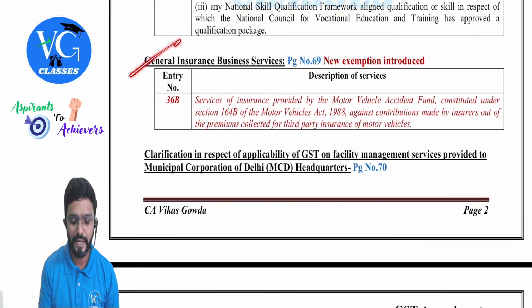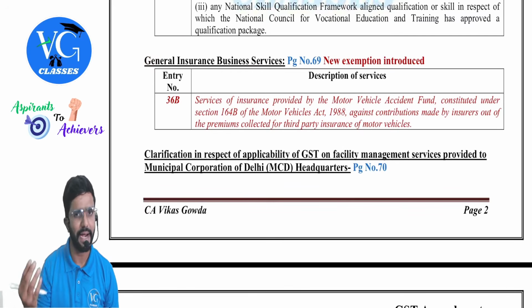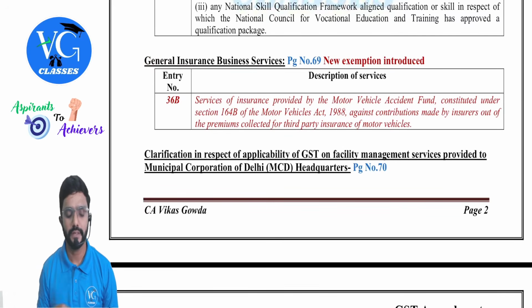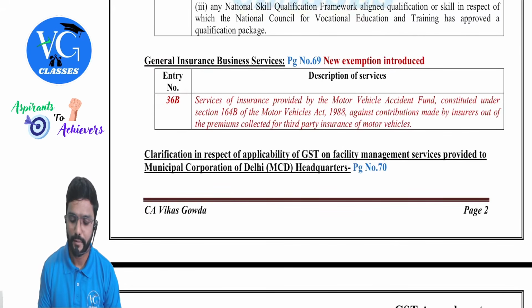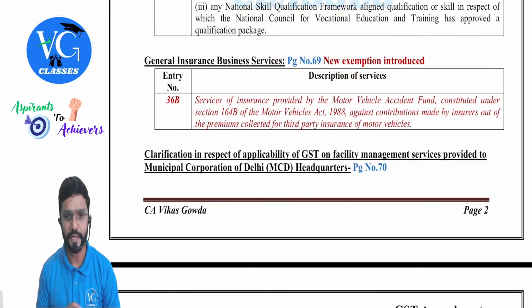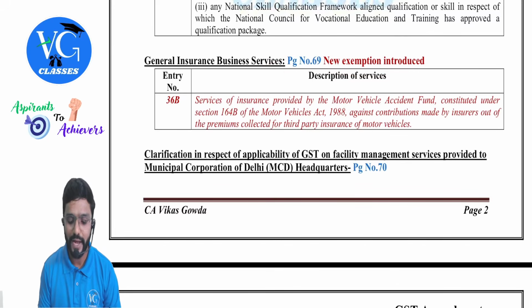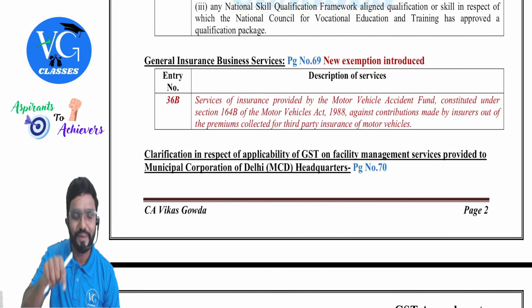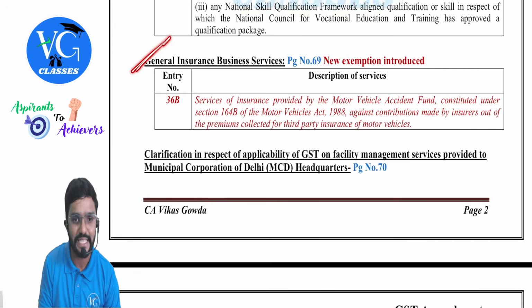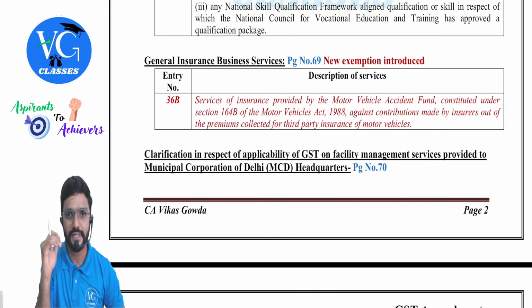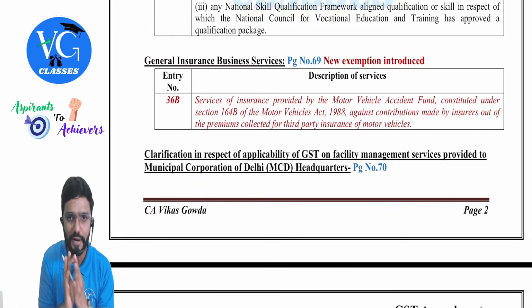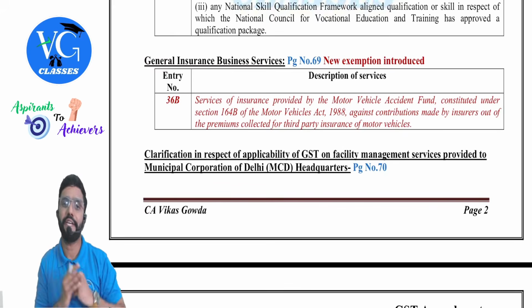Under general insurance business services, we already had a few exemptions. One more new entry is 36B. I have mentioned here: new exemption introduced. Why have I given reference to page number 69 in my provision book, guys? We already have the list of general insurance business services, with one or two items already there. Now there is a new addition.